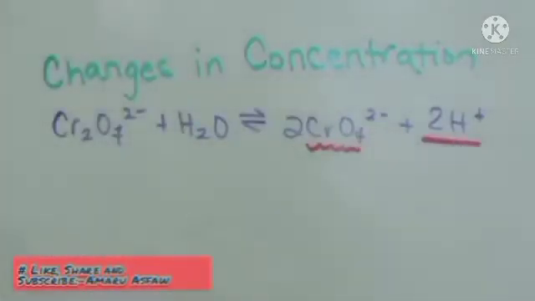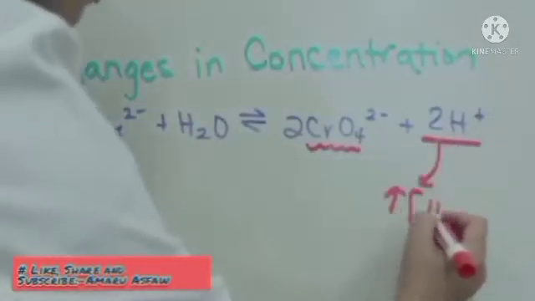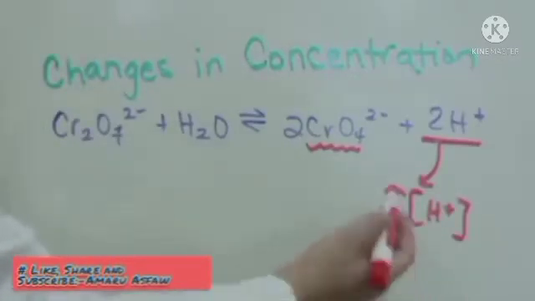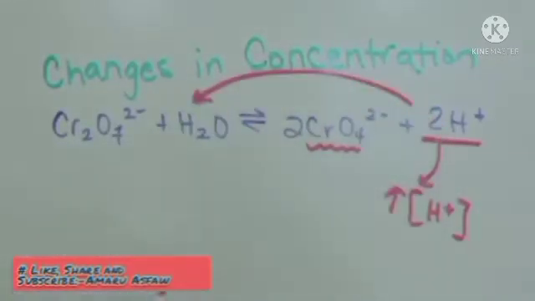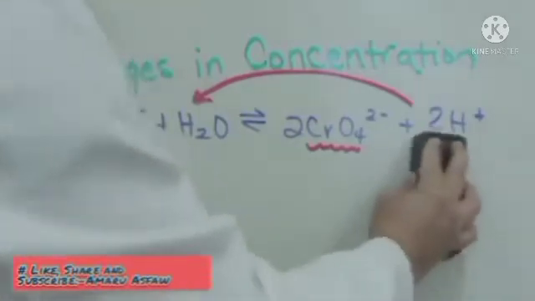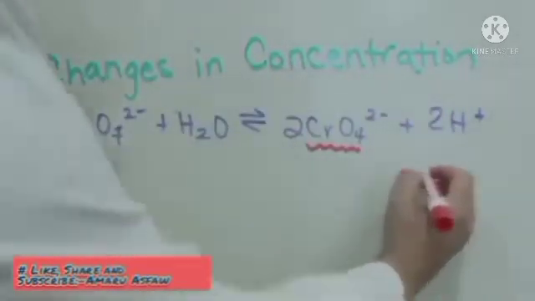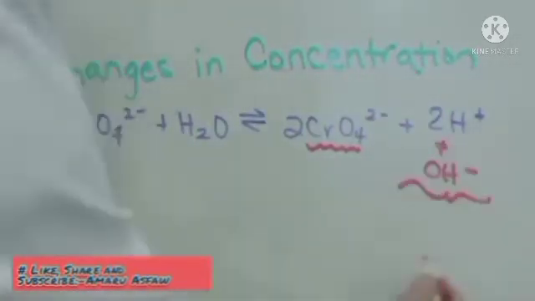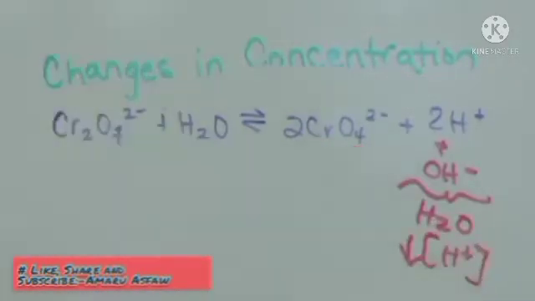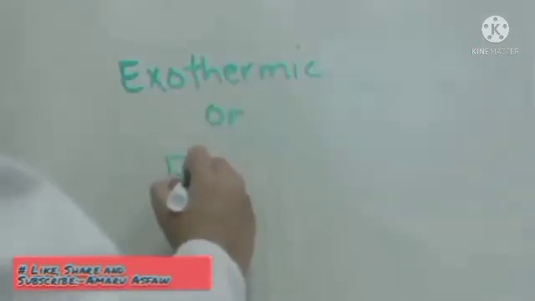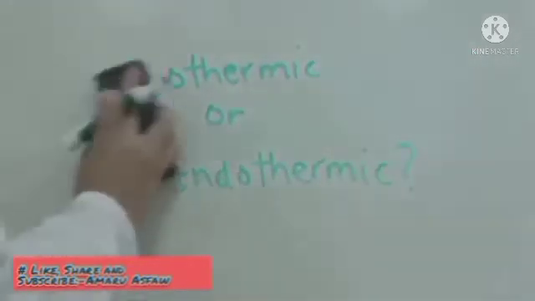In the first example, we added H+, which increased the concentration of the H+ ions in the equilibrium. This stress caused the equilibrium to shift left. Next, we added OH-, which reacted with the H+ and lowered the concentration of the H+, causing the equilibrium to shift to the right. Next, we will try to determine if an equilibrium is exothermic or endothermic.